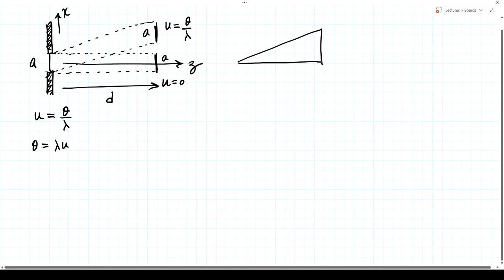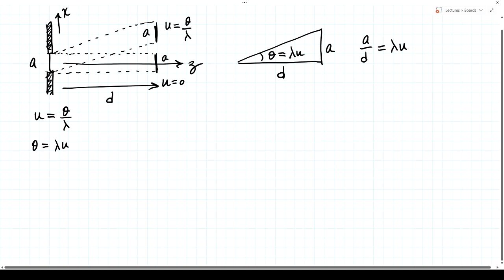D and a height of A, because if these separate by a distance A, then they no longer overlap, and this would be an angle theta. And theta is lambda u. And so we would need to have, for small angles, the tangent of theta, A over D, would be just equal to theta, which is lambda u.